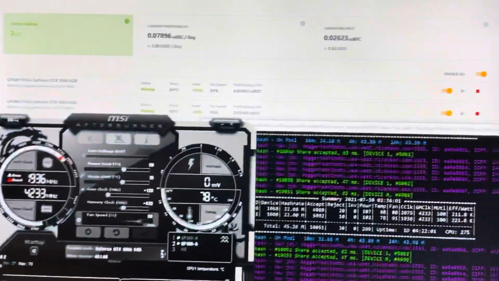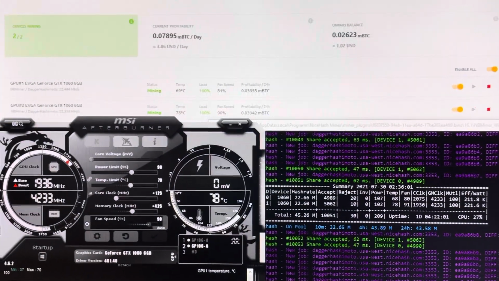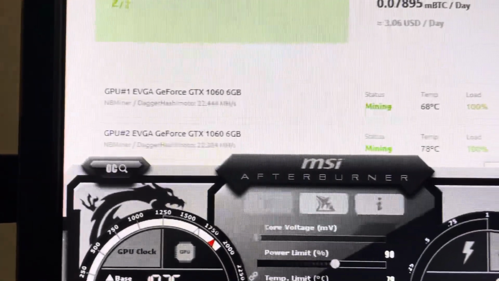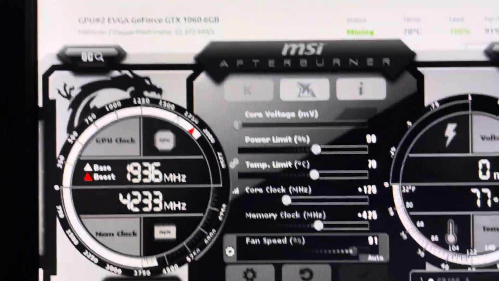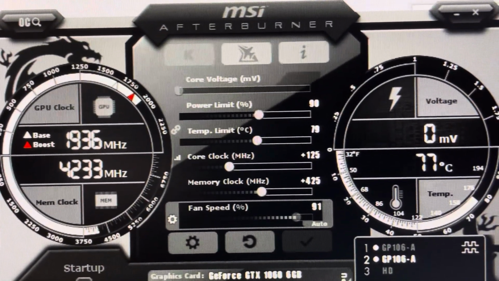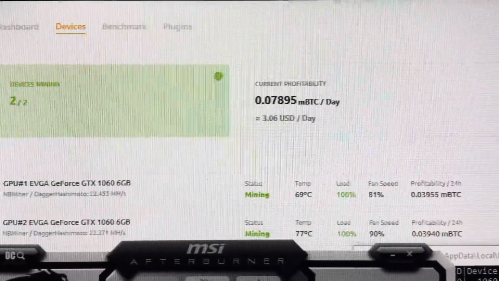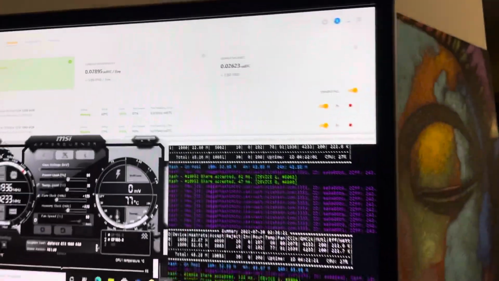Alright. Well, next we're going to be looking at the 2 GTX 1060 rig mining on Nicehash. Both are getting 22.4 mega hash. These are the overclock settings on MSI Afterburner. Currently making 306 USD a day. And that's, of course, in Bitcoin.